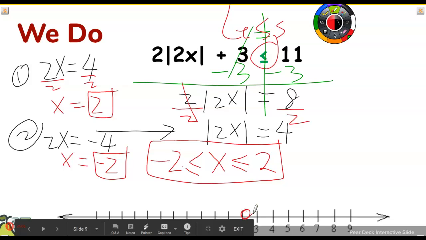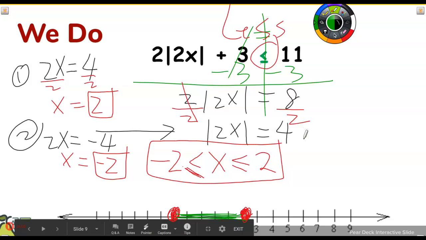And on the number line, +2 is here. -2 is here. Circle them. Is it open circle or closed circle? You have equal sign in your symbol, so it's closed circle. And then your x can fall between these two numbers. So you have a line segment between these two numbers. And this is what your answer looks like on the number line.